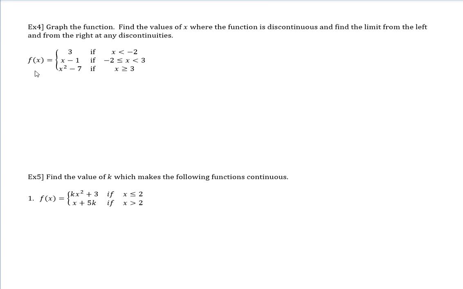In our first example here, we're going to graph the function and then find the values of x where the function is discontinuous and find the limit from the left and from the right at any discontinuities.